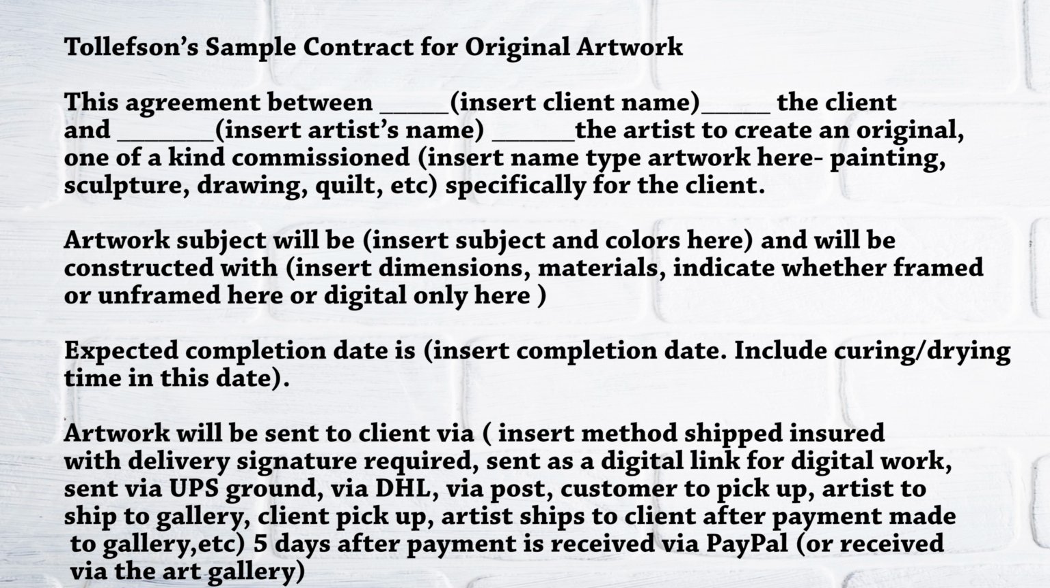You'd indicate if it's framed or unframed, or if it's digital only, and then expected completion date, and then you'd put your completion date in there. And then if you have curing time, drying time, something like that, you'd have that in there. Artwork will be sent via, and then you'd put the method in there. The shipping method, if it's shipping insured, with a delivery signature required. Sent as a digital link if it's digital art.